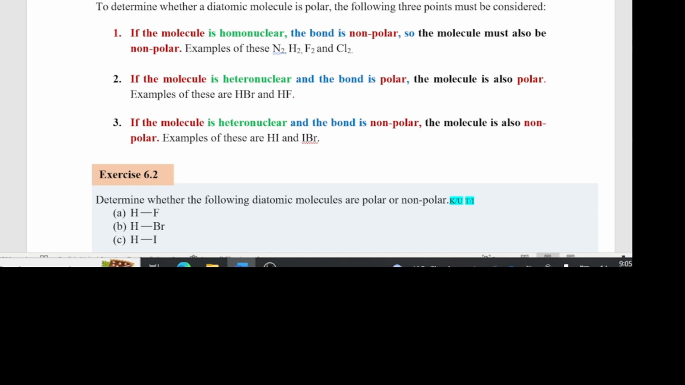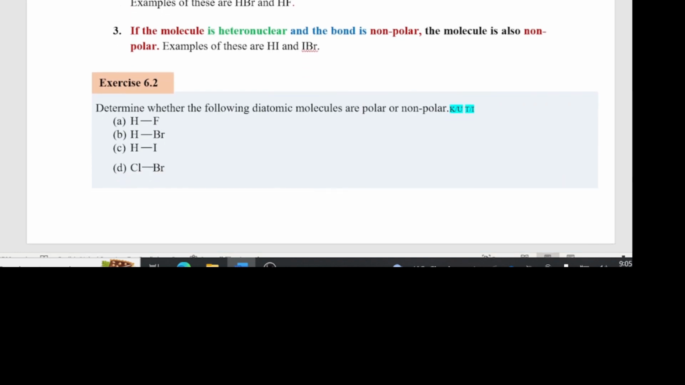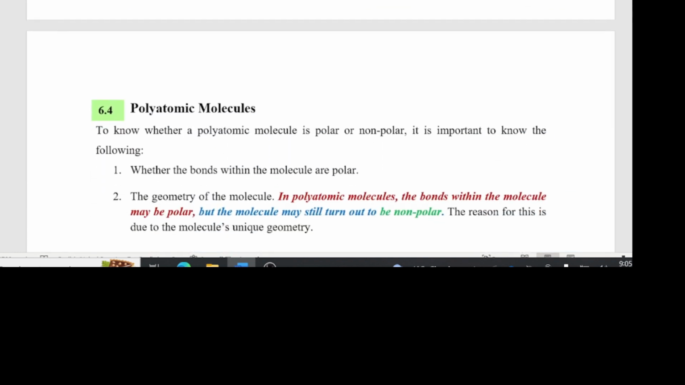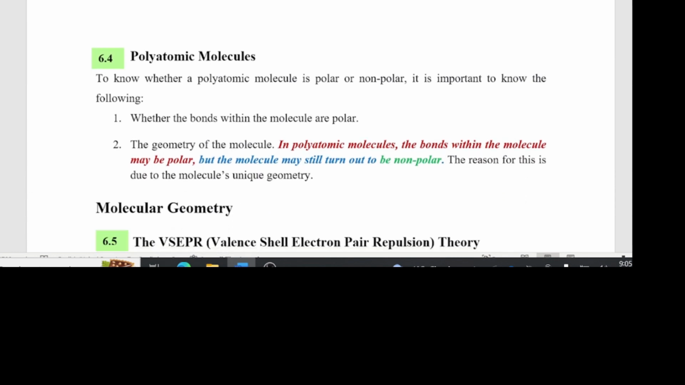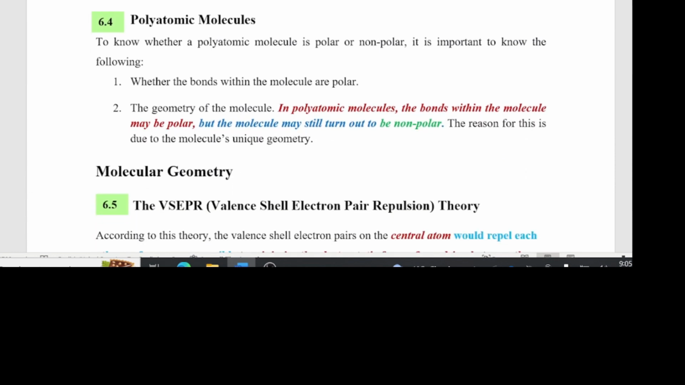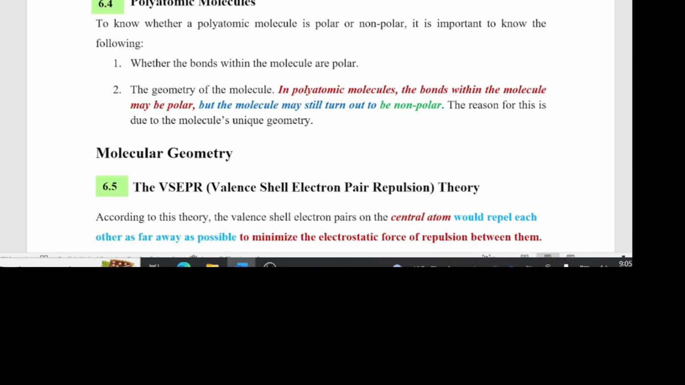Next, if the molecule is heteronuclear and the bond is nonpolar, the molecule is also nonpolar. And examples of these are these two here. Check these. They're less than 0.4 difference in electronegativity. Here you're going to have some examples again to do practice. Polyatomic molecules. Now, polyatomic molecules refer to those that have more than 2 atoms in the molecule. All right? And there are some statements here you want us to pay keen attention to.